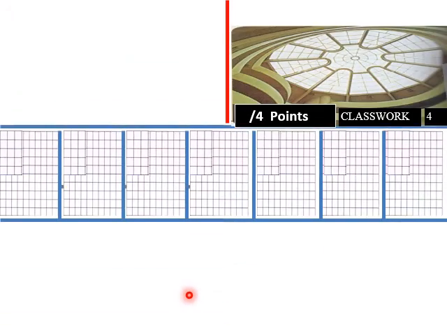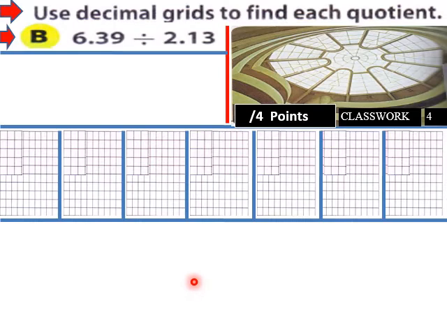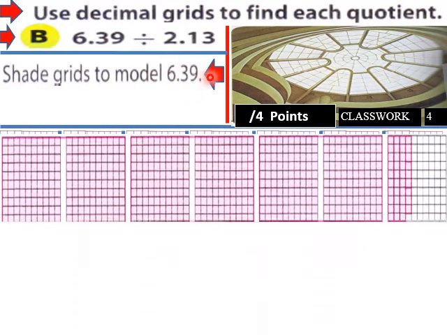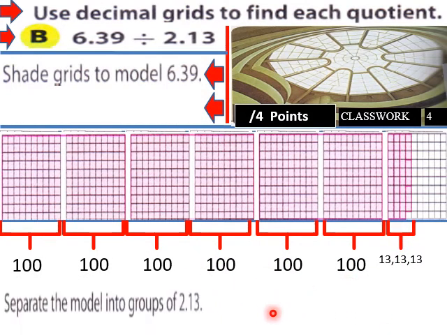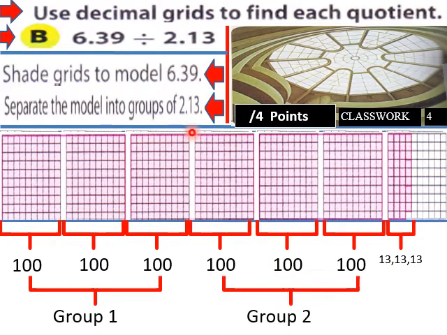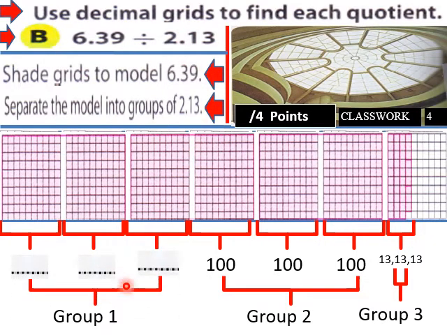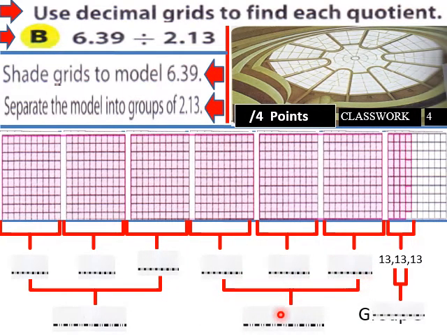Okay, back into our area models again here. So we're going to divide 6.39 by 2.13 this time. Remember, we had this here, and then we did this. We divided it like that, 13, 13, 13. So here's group 1, here's group 2, then our third group is 13, 13, 13. This is another way of looking at that same problem, divided by 2.13. Each one of these is 100 here, and this is group 1, group 2, and then these are 13s here, and then this is group 3. That will be another way of doing that.